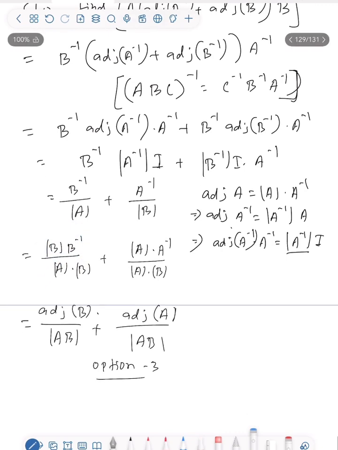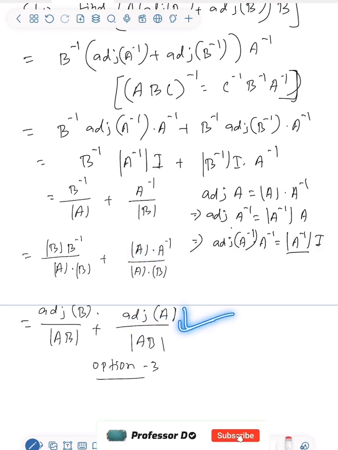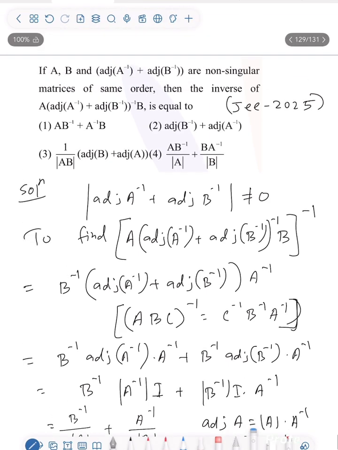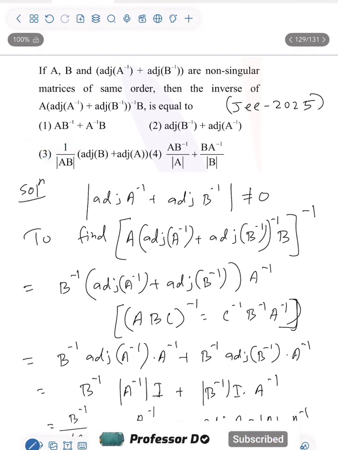So what are you getting here? This is determinant of B into B inverse, which is nothing but adjoint of B. Here determinant of A into A inverse will be adjoint of A. So from here we are getting that option 3 is the correct answer.